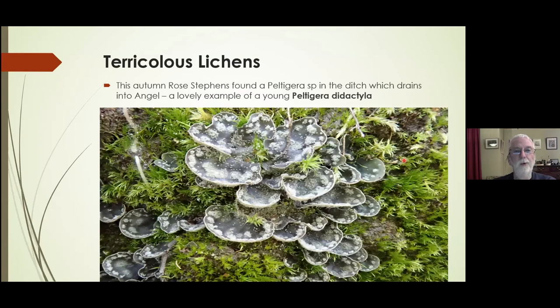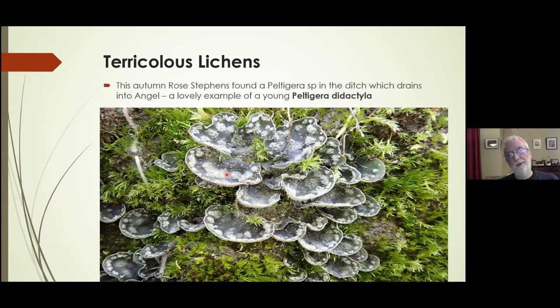So this autumn, Rose Stevens took a photograph when she was exploring the ditch near Angel. And she found this sort of Peltigera. Now, this is easy to recognize because it's one of the few Peltigeras that have ceridia on their surface. And they only have these ceridia when they're young. Now, again, to give you an idea of scale, these are probably a maximum of about half an inch wide. And this was a lovely clump of young Peltigera didactyla.